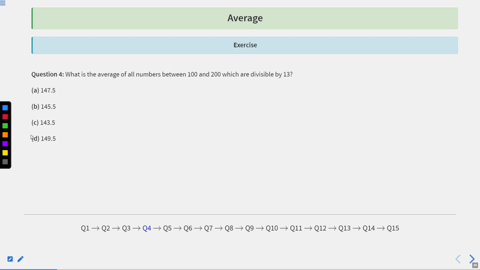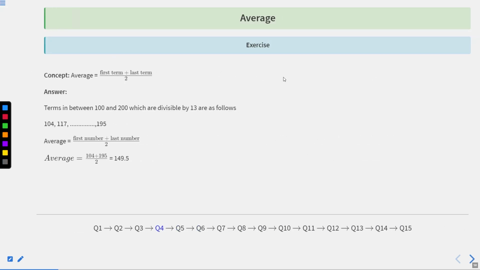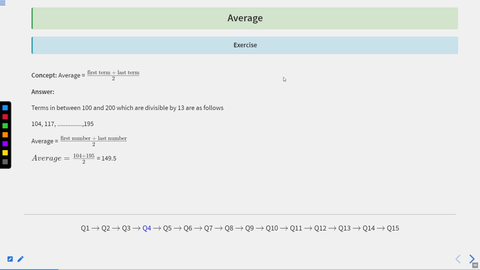So let us move ahead to question number 4. What is the average of all the numbers between 100 and 200 which are divisible by 13? So there are a lot of numbers between 100 and 200, correct? But we are only interested in numbers that are divisible by 13. So first we have to identify what are such numbers which satisfy this property. So first of all, let me quickly recall the concept that will be useful here. The average is equal to first term plus last term upon 2.